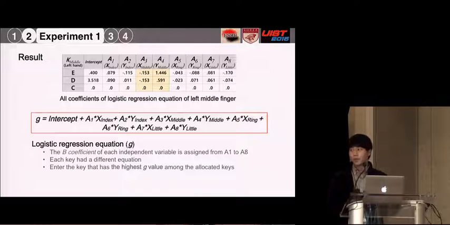To take an example, here are all the coefficients of the left middle finger. The coefficients for each independent variable are assigned from A1 to A8. When a finger touches the surface, the X and Y axis values of each finger are multiplied by the corresponding coefficients and accumulated. At that time, the key that has the highest G value among the keys allocated to the touching finger is inferred as the target.